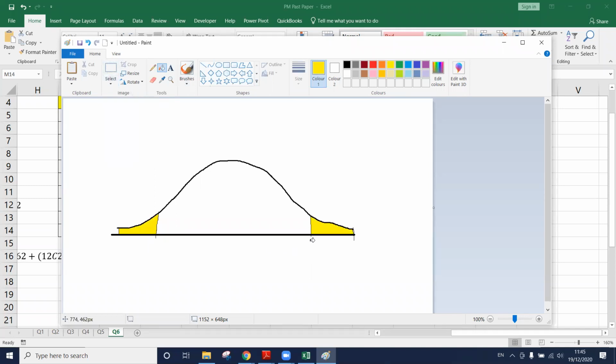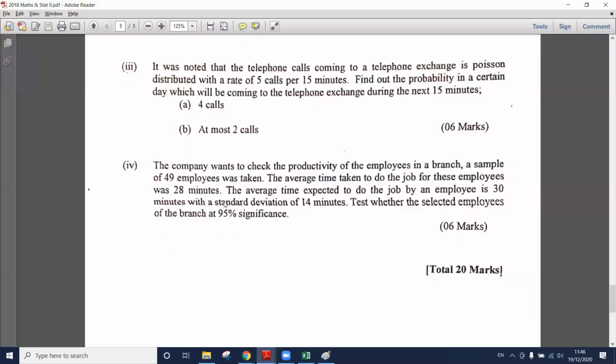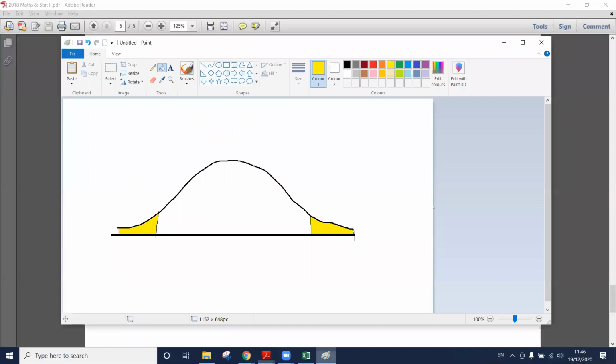Here we need to determine the z values. How can we determine the z values? That is based on the confidence interval or the level of significance given. Here it is a 95% confidence interval. 95% confidence means this area should be 95%. This white region should be 95%, and the remaining 5% should be distributed between these two tails.